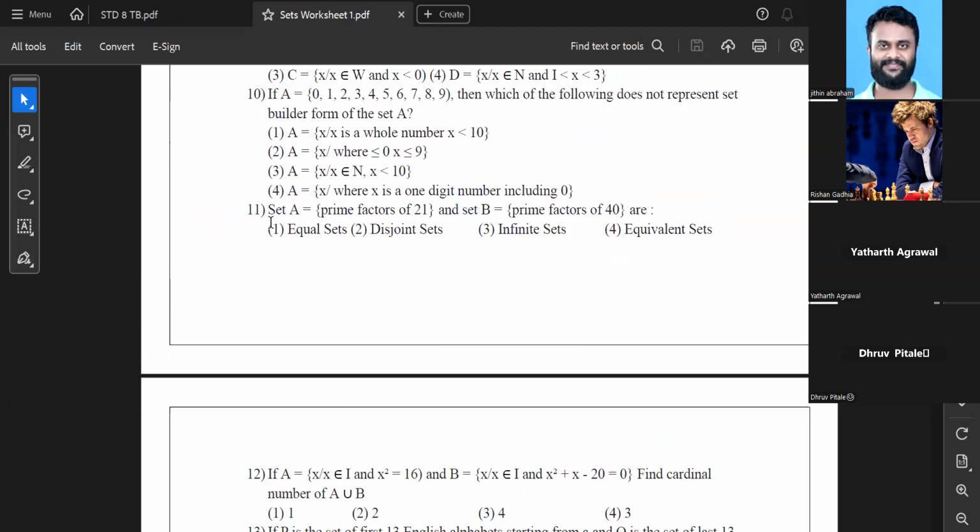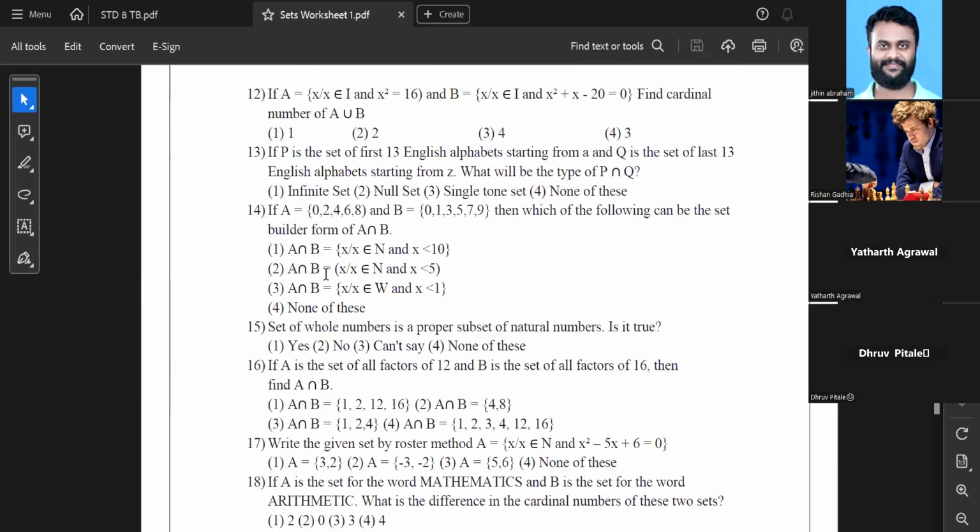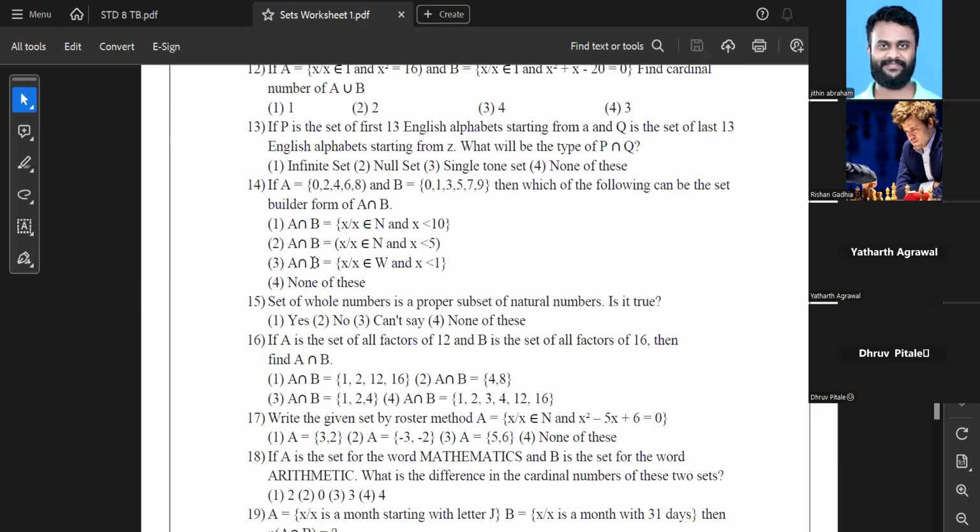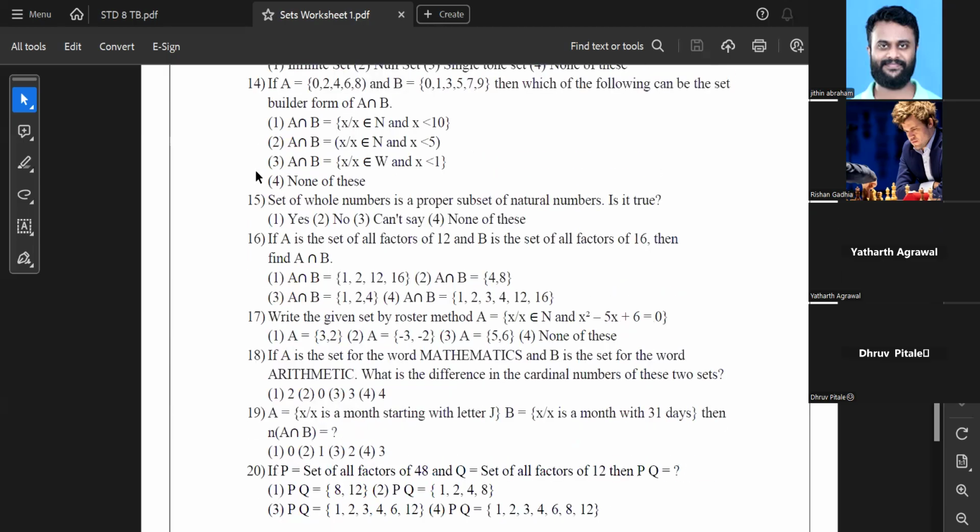Shall I proceed further? Yes, sir. So the 13th one is done. Let's do the 14th one. If A is equal to so and so, B is equal to so and so, which of the following can be the set builder form of A intersection B?